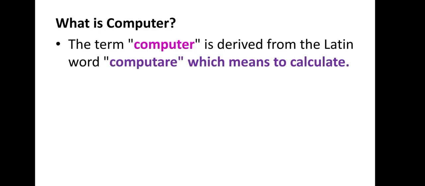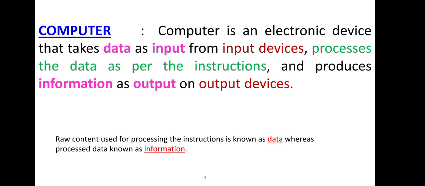First, let us start with the term: what is a computer? The word computer is derived from the Latin word computere, which means to calculate. And here is the basic common definition, which one can easily remember. What is a computer? A computer is an electronic device that takes data as input from the input devices, processes the data as per the instructions, and produces the information as an output on output devices.